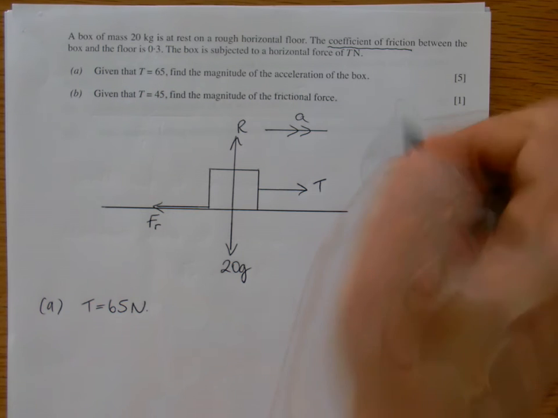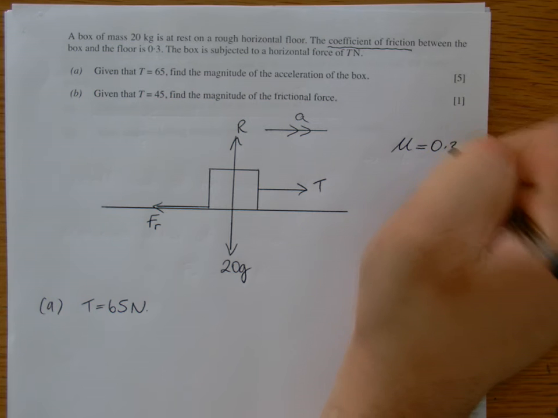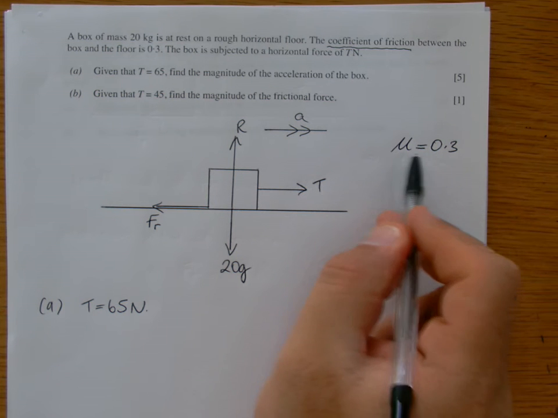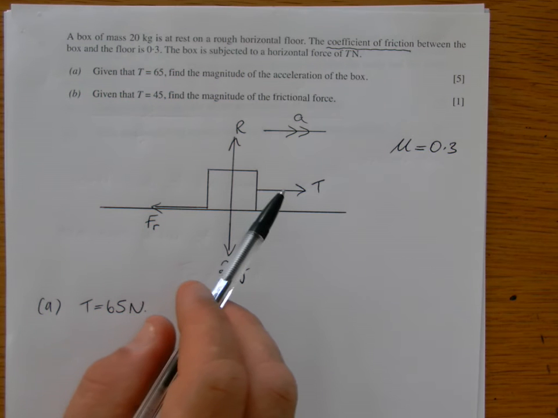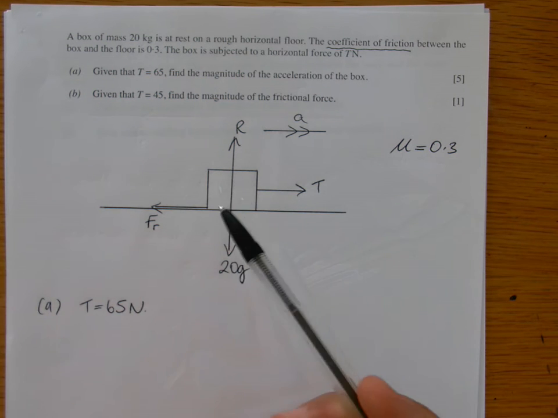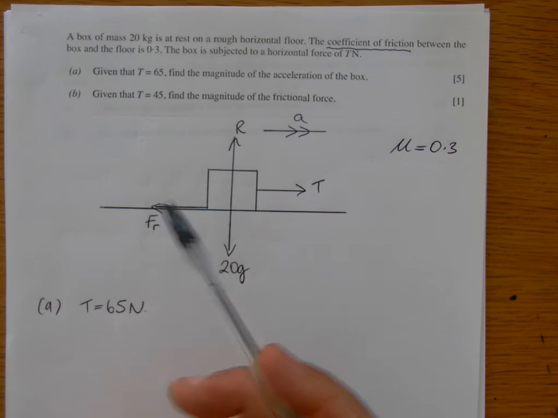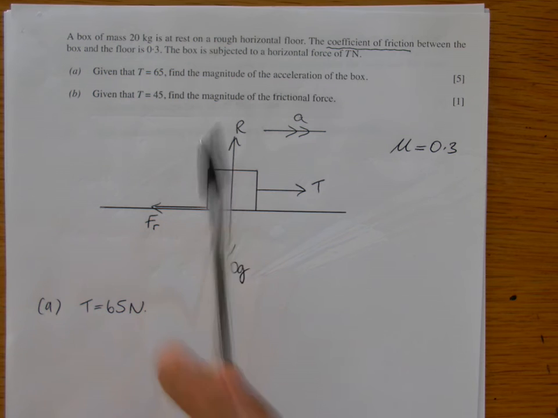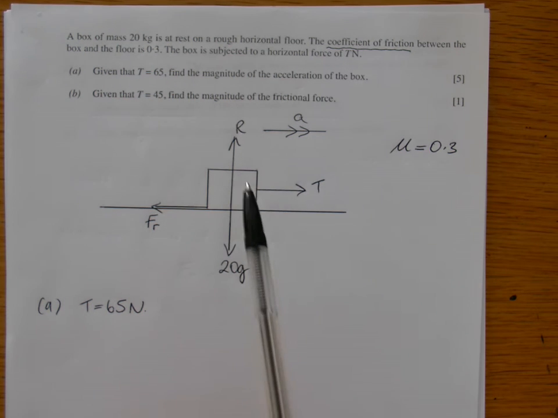Remember I've said before, it's between 0 and 1. So let's write that down. The coefficient of friction, the letter we use is mu, and it's equal to 0.3. The box is subjected to a horizontal force of T newtons. So that's the direction it's going in. Remember, friction will always oppose motion. If we go in this way, friction will act as a resistance to hold it back. Imagine your hand sliding across the table. That roughness slows you down, doesn't it?